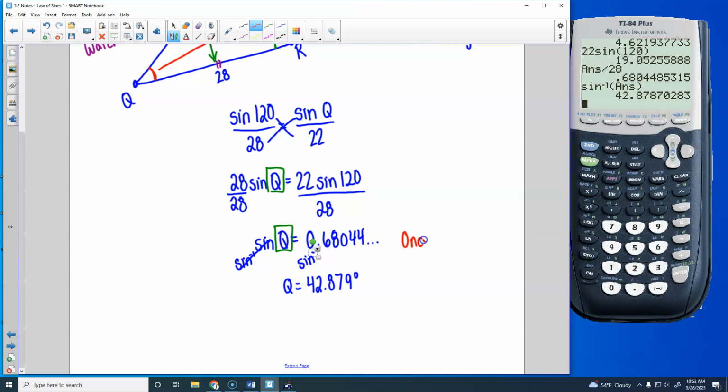Once you find the angle, you have to check for ambiguous case.